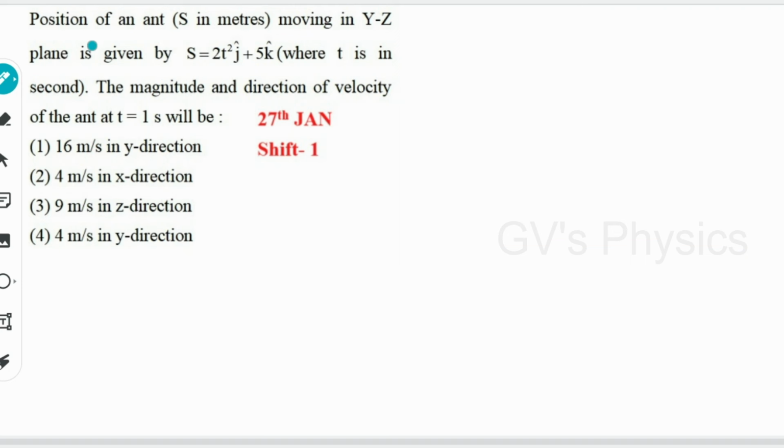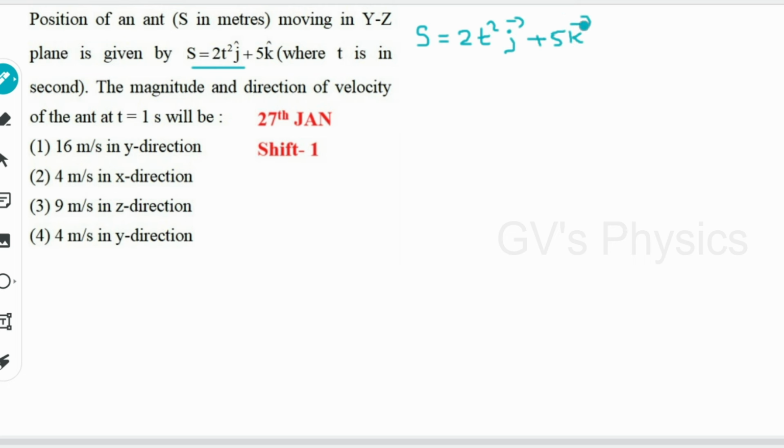We'll see the first question. Position of an ant moving in the YZ plane is given by the equation. So they have given the equation of position and they're asking the magnitude and direction of velocity at time t equal to 1 second. So let us take the equation of position. S is equal to 2t square j vector plus 5k vector.